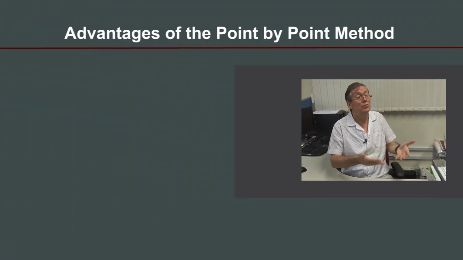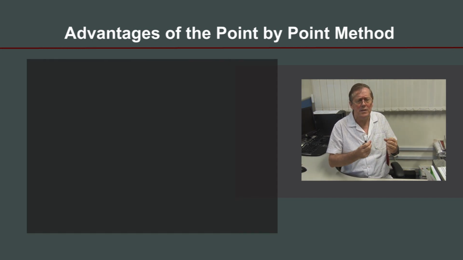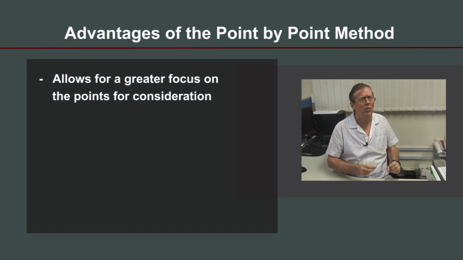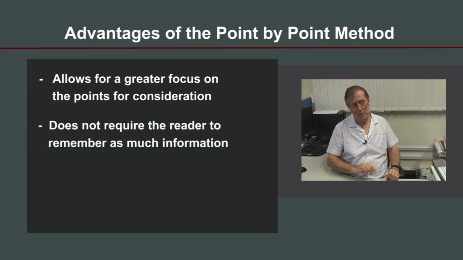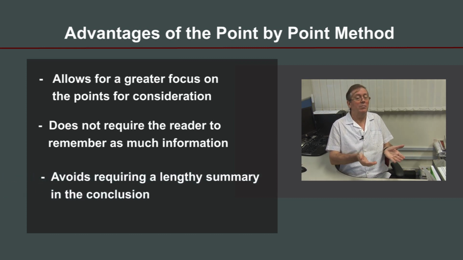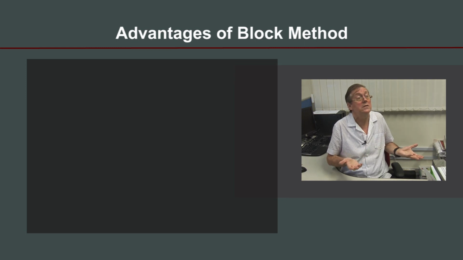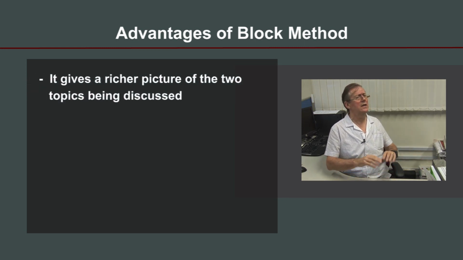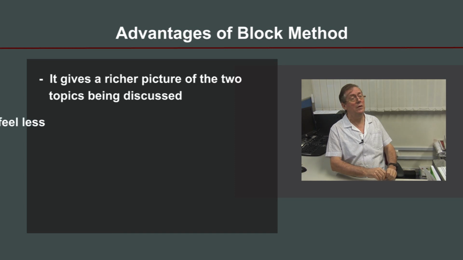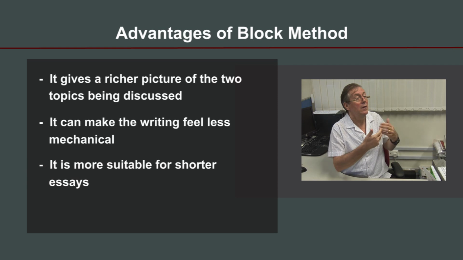Mr. Bramley goes on to explain the merits of each type. The advantages of the point-by-point method are: it allows for a greater focus on the points for consideration. It does not require the reader to remember as much information. It avoids requiring a lengthy summary in the conclusion. The advantages of the block method are: it gives a richer picture of the two topics being discussed, it can make the writing feel less mechanical, and it is more suitable for shorter essays.